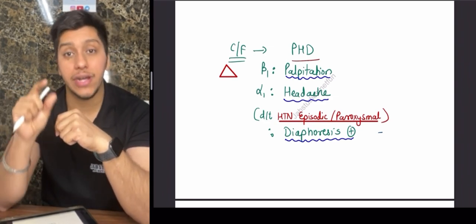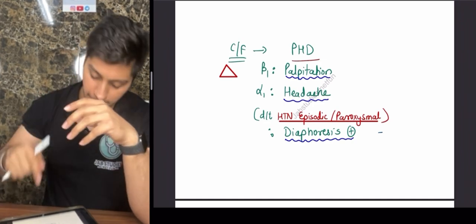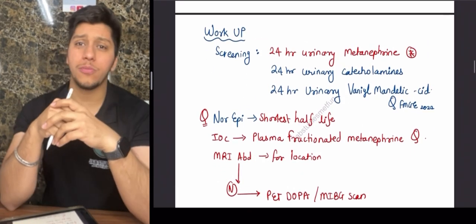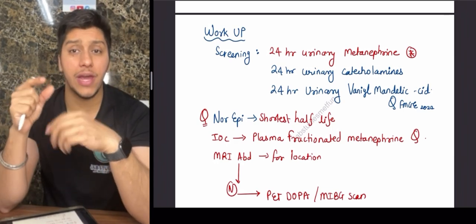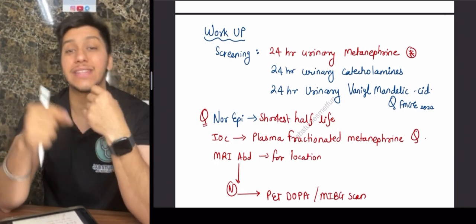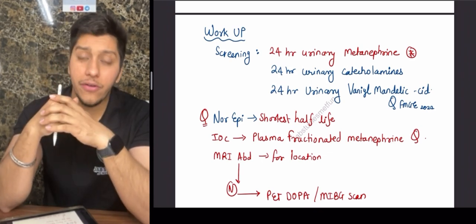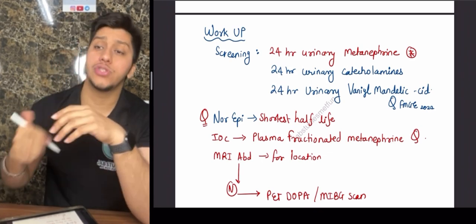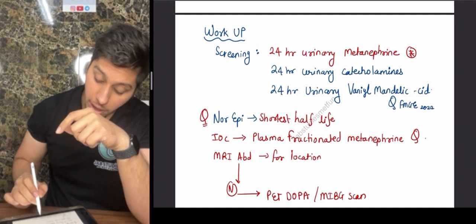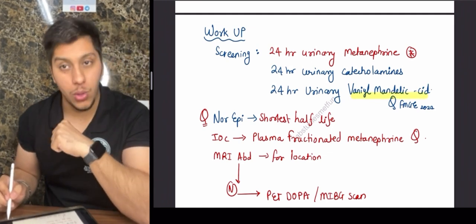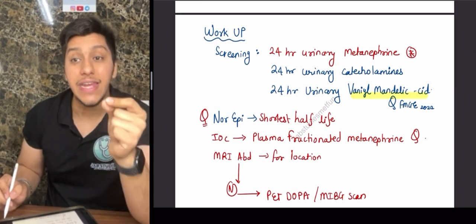Because we are going to give drugs which are going to control these symptoms. So if you talk about what is the workup, as I told you, pheochromocytoma affects the medulla, and the medulla has catecholamines. So we are going to test the level of catecholamines, specifically norepinephrine, right? So 24-hour urinary metanephrines, 24-hour urinary catecholamines, and 24-hour urinary vanillylmandelic acid as well, this is a previous year question. Now remember this, that this is the screening test.